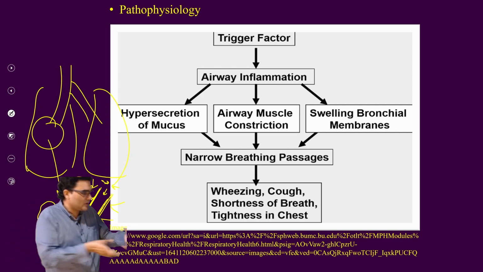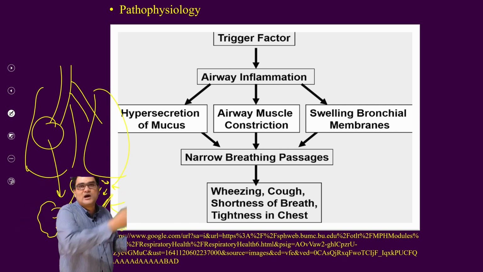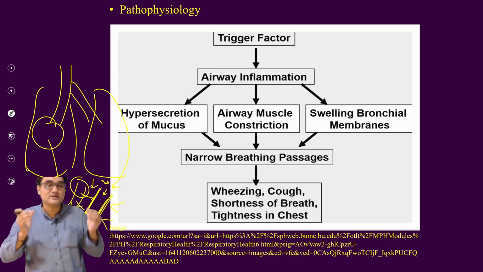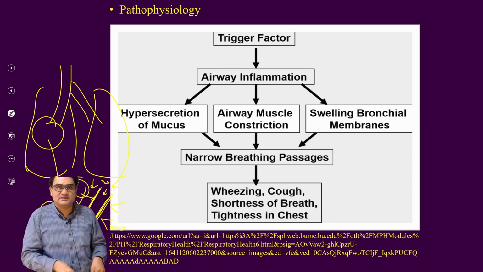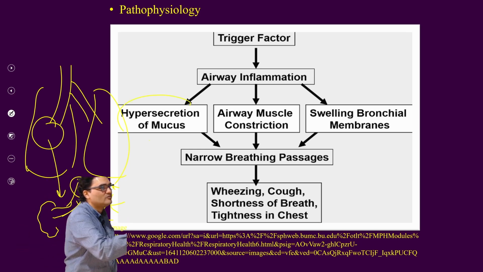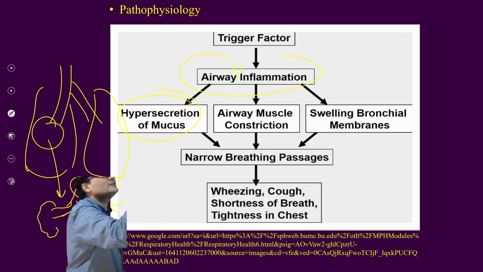Okay, so fluid accumulates. So there is a change in the lung tissue, the architecture of the lung will be changed, so that is known as the remodeling of the lung. So it is hyper responsiveness. So we'll see hyper secretion of mucus because there is airway inflammation. It is increased by many folds.